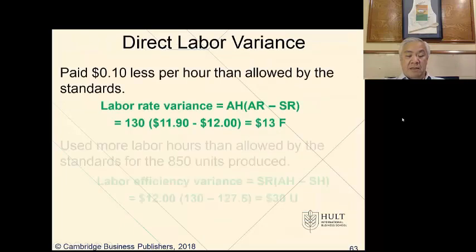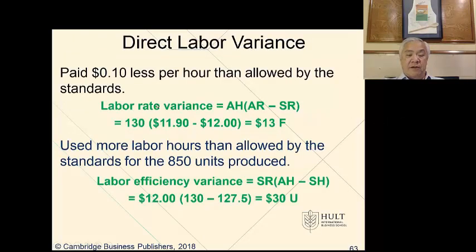So again, we'll look at a formula approach. Labor rate variance equals lock down the hours and compare the rates. And that's 130 hours times the difference in rate. So we had a favorable $13. On labor efficiency, we locked the rate and we varied the hours. The rate is $12, that's standard, times the difference of our labor efficiency, and we ended up with $30 unfavorable for efficiency. So we paid less money, but maybe they weren't as good.